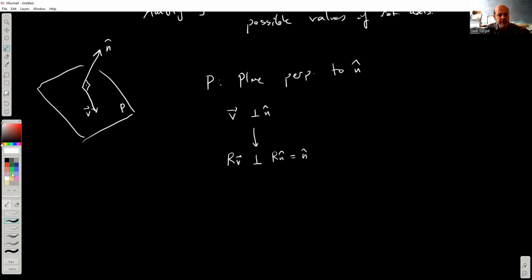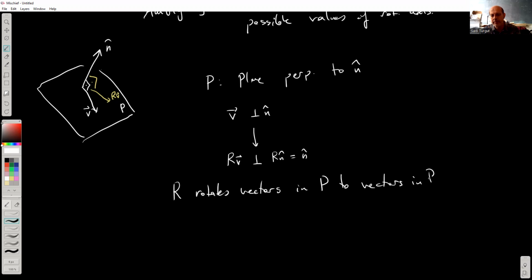So if, let's say, RV is this thing, this is RV, the rotated vector. That rotated vector is also within that plane, right? So that means, if V is in the plane, then RV is also within that plane. Therefore, R rotates vectors in P to vectors in P. As a result, I can think of this 3D rotation as a 2D rotation.